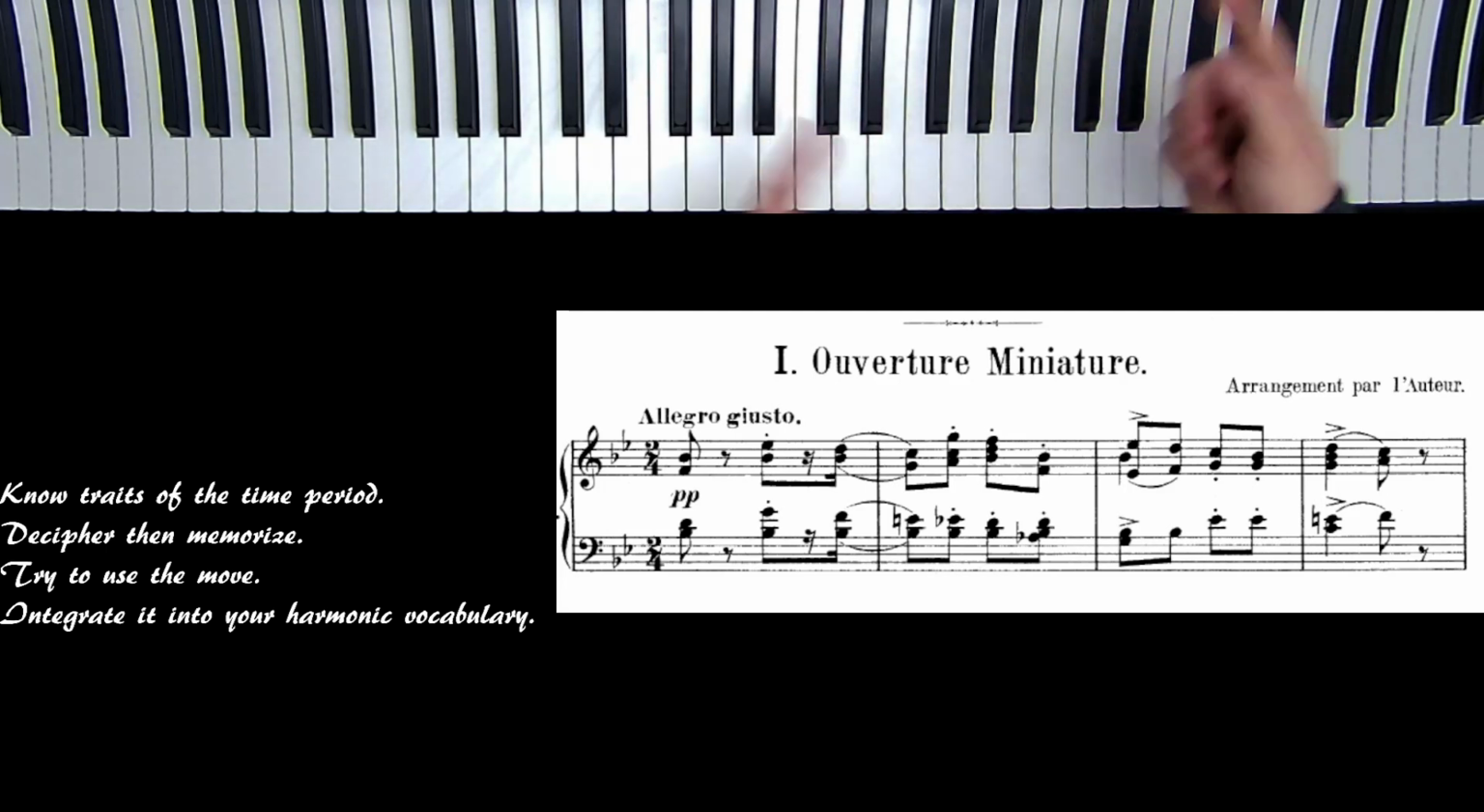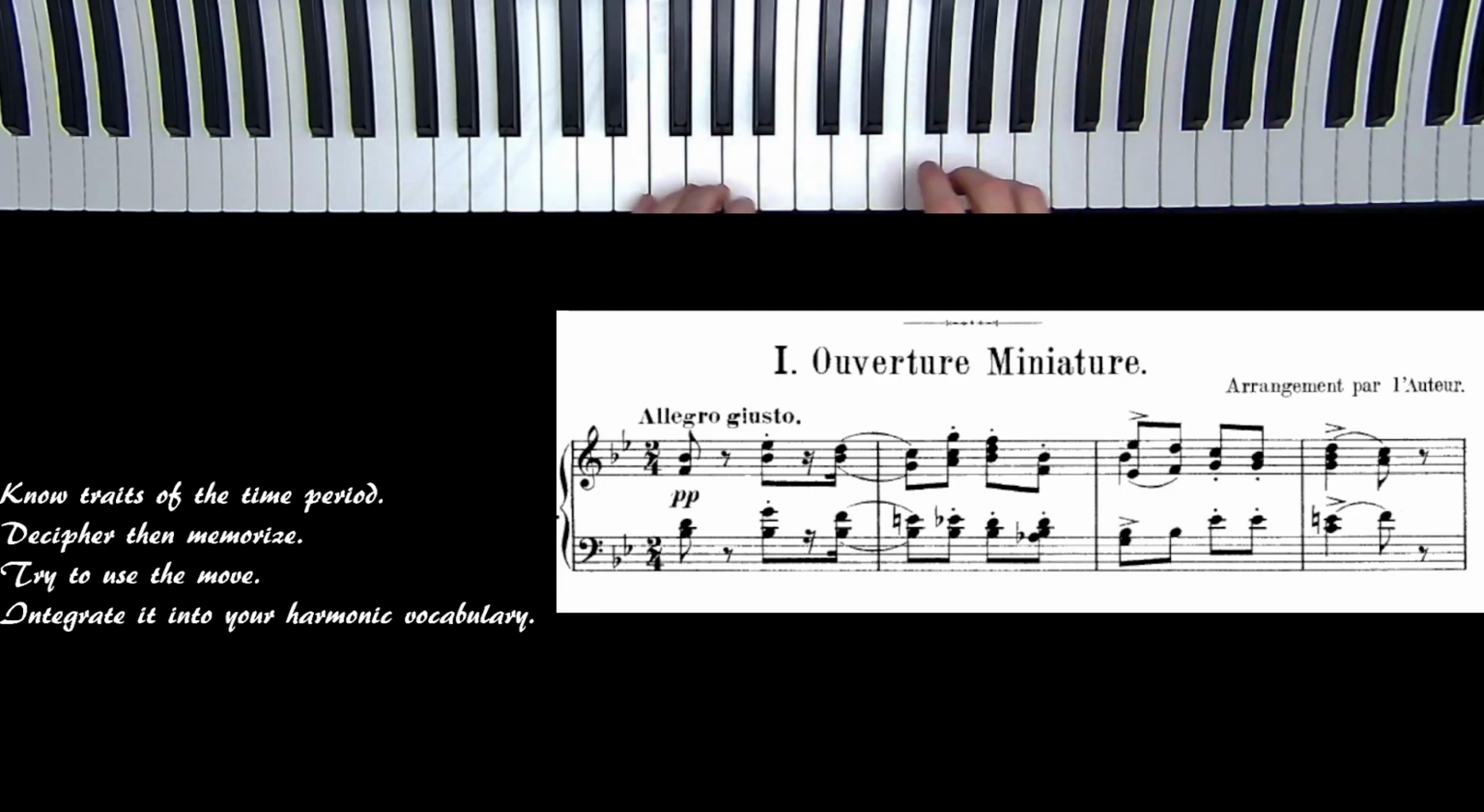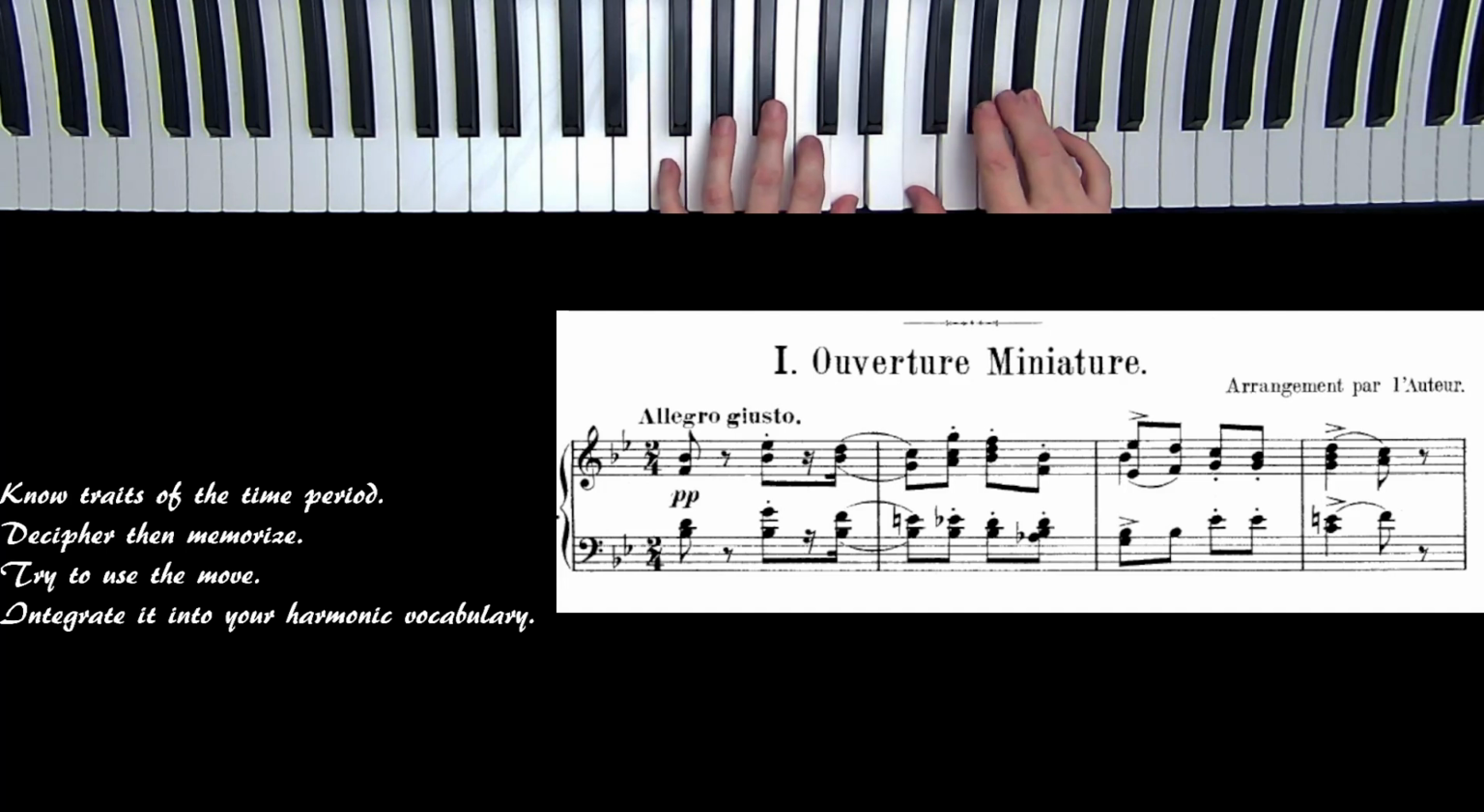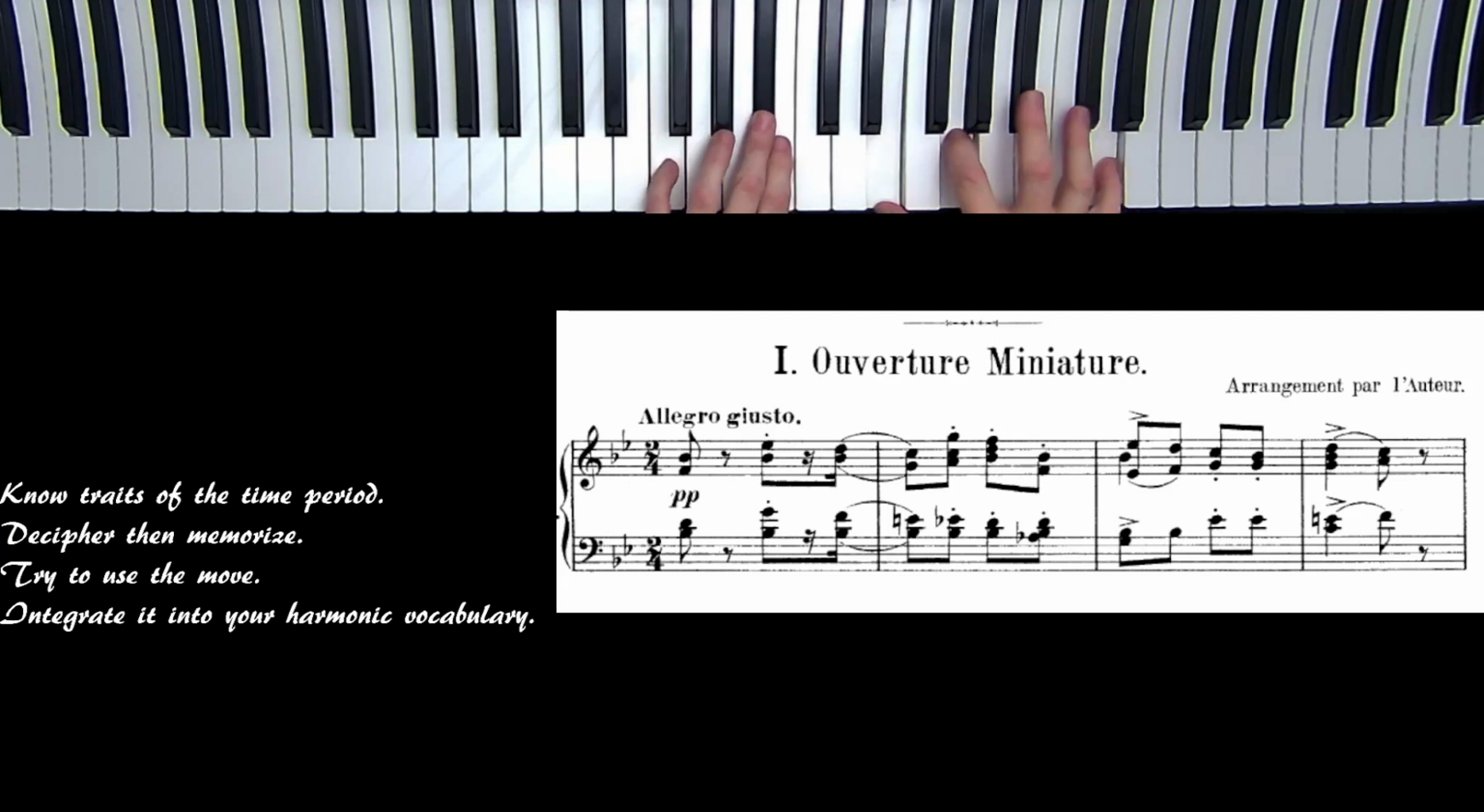So I put decipher and memorize. I want to memorize that one move. So I'll just move it around the circle of fifths or something just to make sure I can do it and figure it out very quickly. Do it really slow.